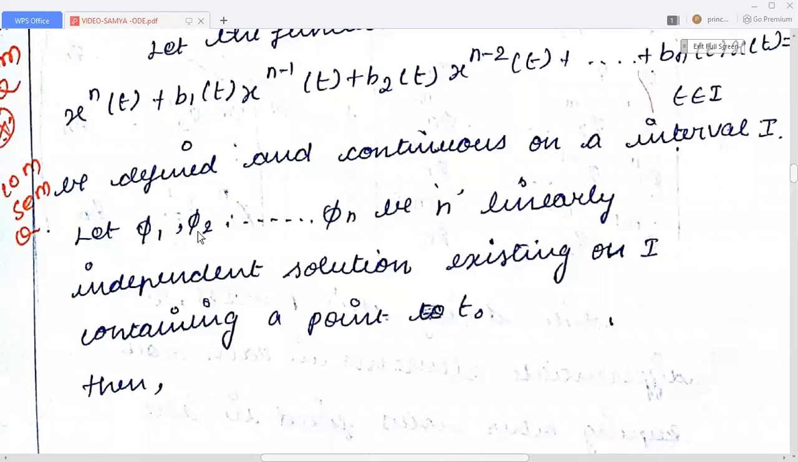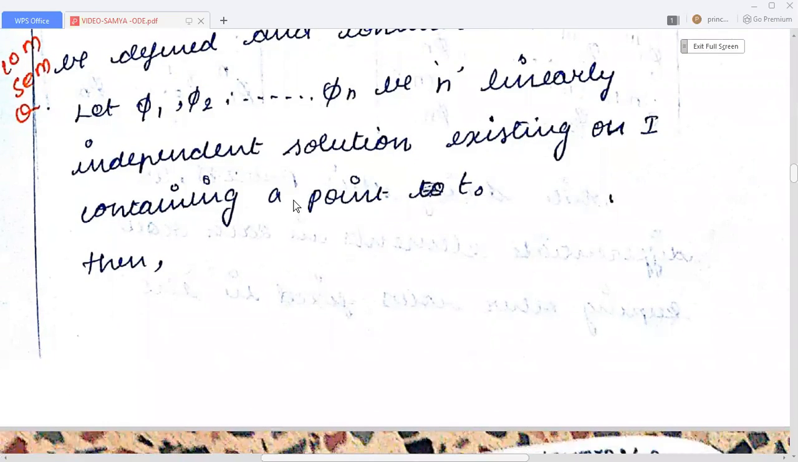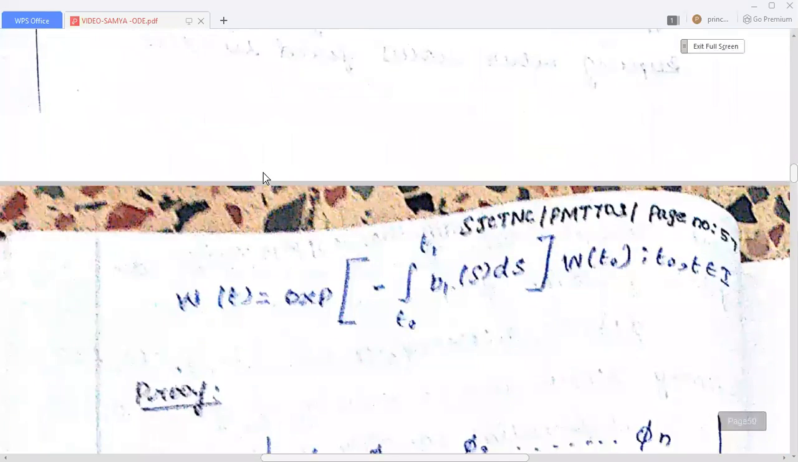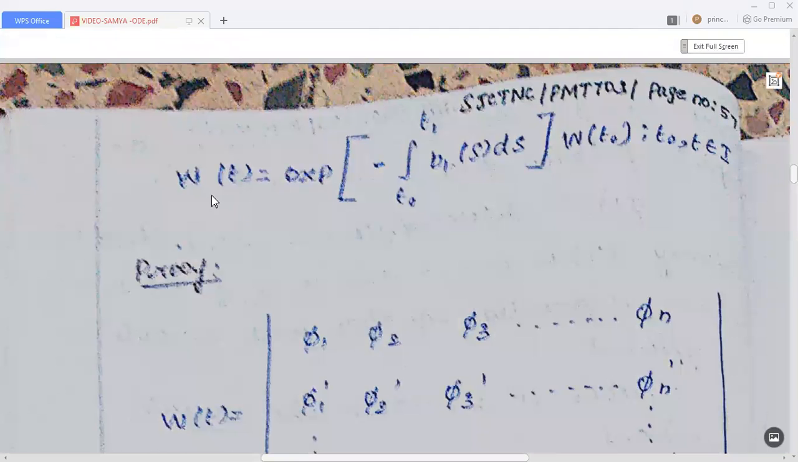Let phi 1, phi 2, phi 3, etc., phi n be n linearly independent solutions existing on the interval I containing a point t0. Then the Wronskian W of t equals e power minus integral from t0 to t of b1 of s ds, into W of t0. So we have to prove this result.